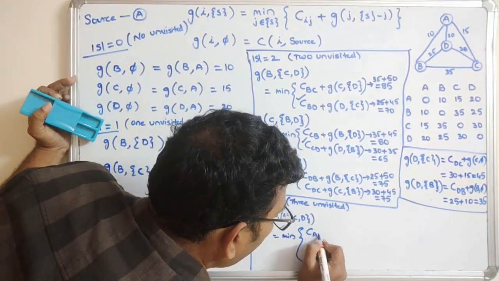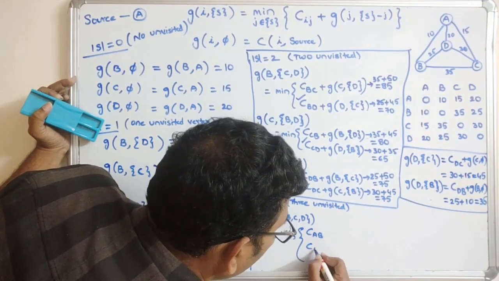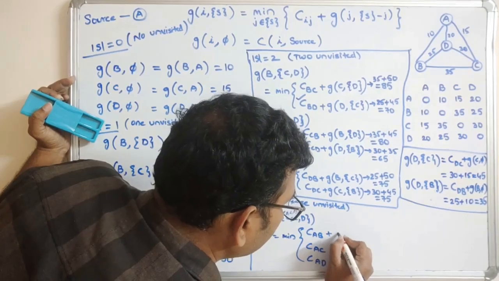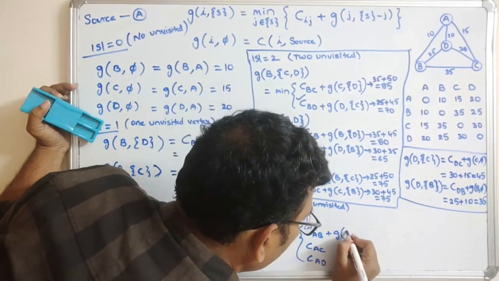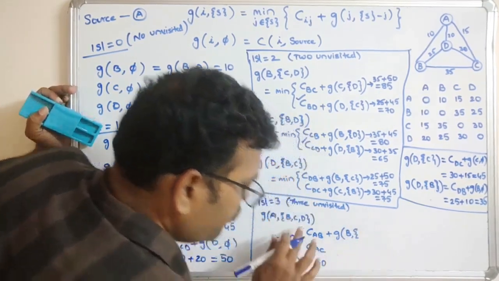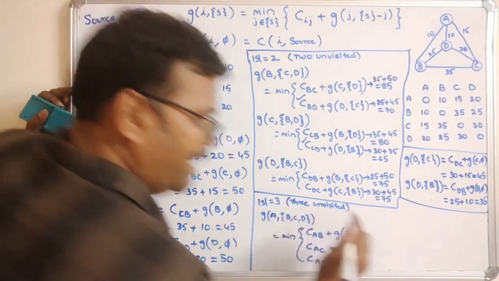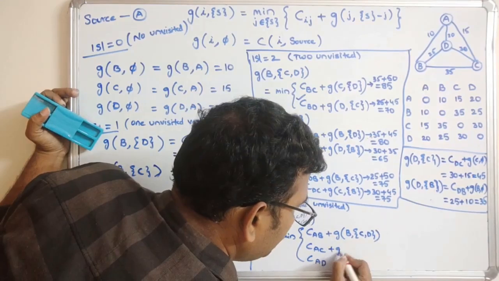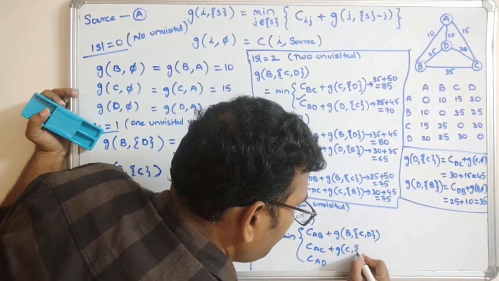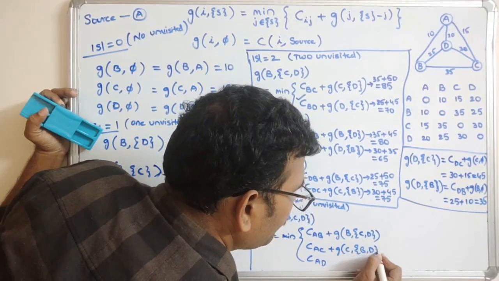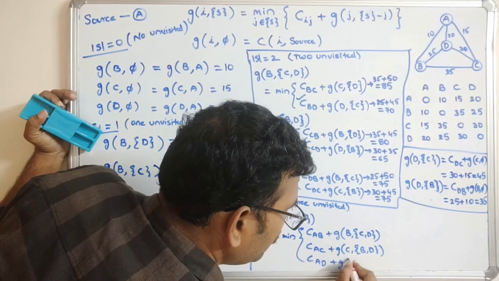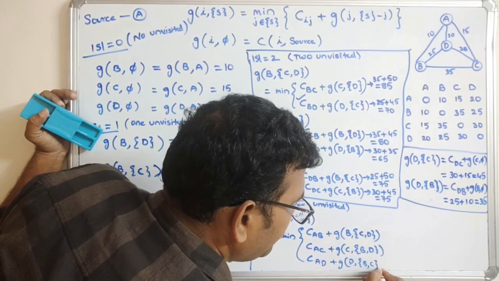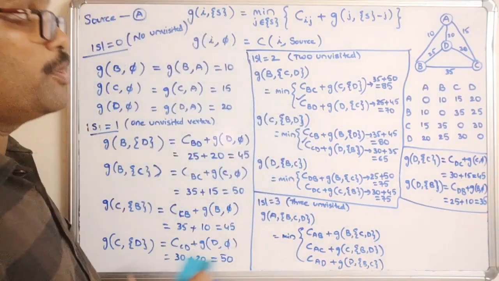C of AB, C of AC, C of AD plus G of B comma, if you subtract B from the set, it will be C comma D, plus G of C comma BD, plus G of D comma BC. Okay, hope you understood this formula.